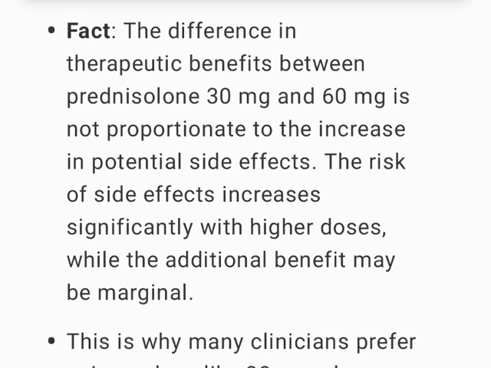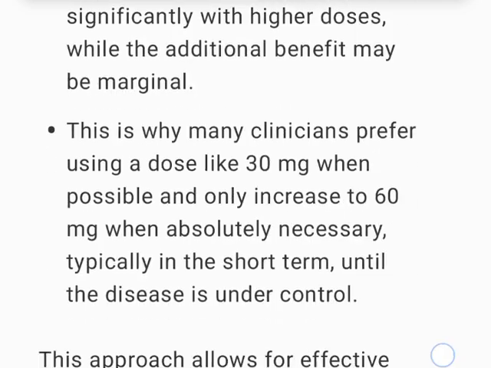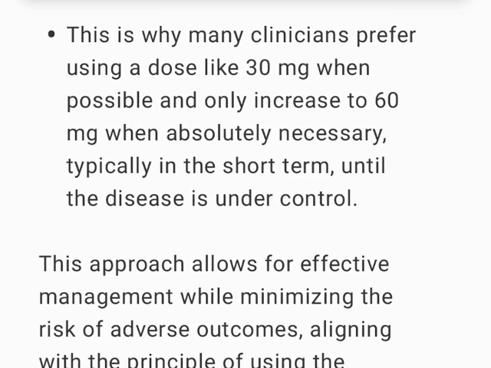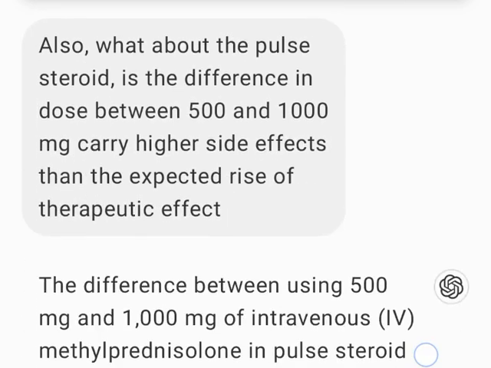Summary. Fact. The difference in therapeutic benefits between prednisolone 30 milligrams and 60 milligrams is not proportionate to the increase in potential side effects. The risk of side effects increases significantly with higher doses, while the additional benefit may be marginal. This is why many clinicians prefer using a dose like 30 milligrams when possible, and only increase to 60 milligrams when absolutely necessary, typically in the short term, until the disease is under control. This approach allows for effective management while minimizing the risk of adverse outcomes, aligning with the principle of using the lowest effective dose for the shortest duration.